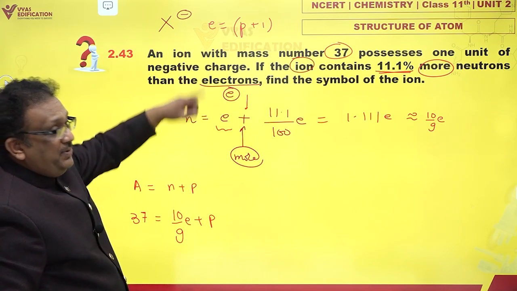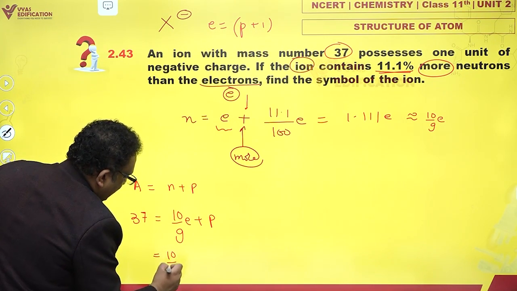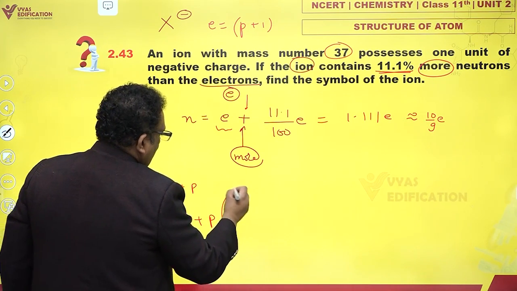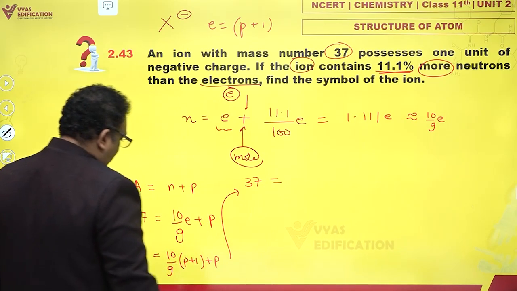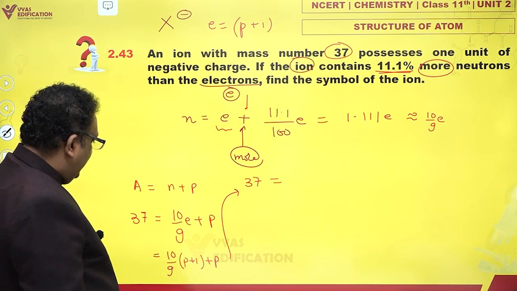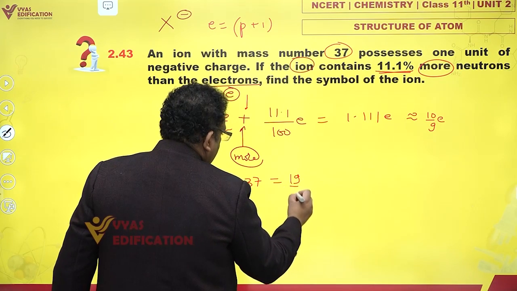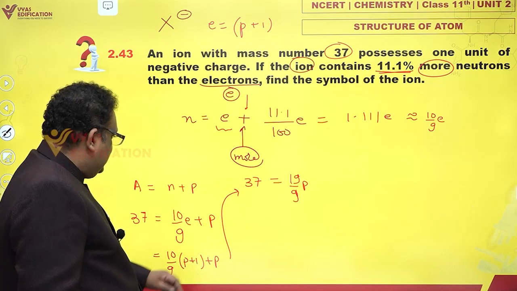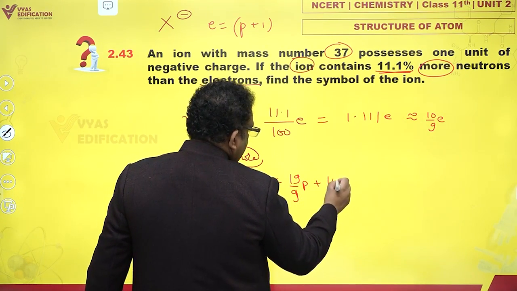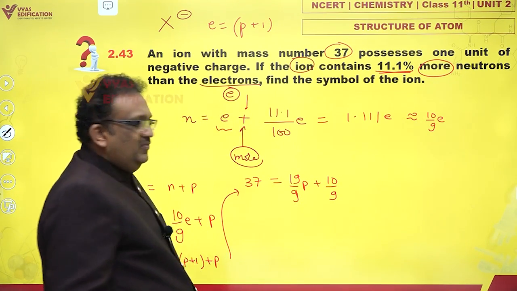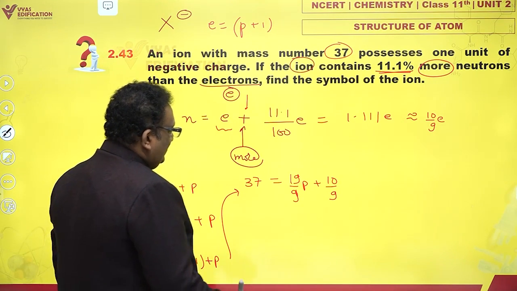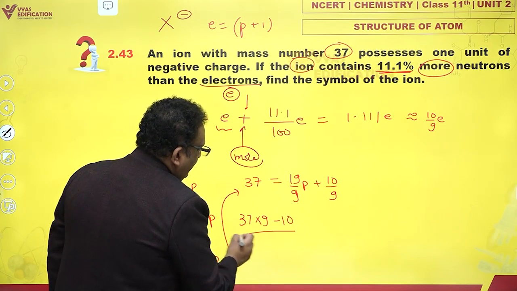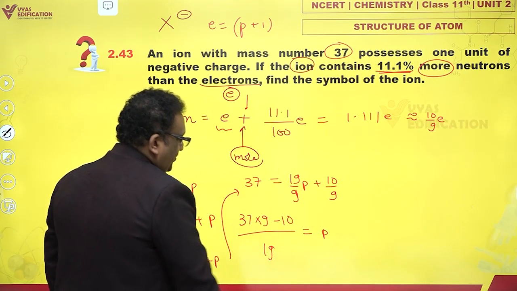Now E is P plus 1. So 37 is 10 by 9 times (P plus 1) plus P. Can I solve this? Yes. 37 is equal to 10 by 9 plus 1, that is 19 by 9, times P, plus 10 by 9. But that's pretty fanciful. So I would say (37 into 9 minus 10) by 19 is equal to P.